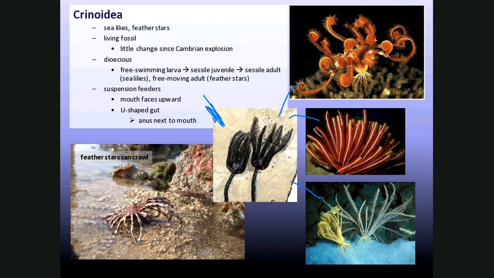Again, suspension feeders. So in this case, the mouth is going to face up, and the anus actually faces up. But luckily, they're not like the flatworms, or the cnidarians whose mouth and anus are the same thing. They have a U-shaped gut. So the mouth is on one side and the anus is on the other. So they might be right next to one another, but at least they're not in the same place. And it's not like the snail. Remember the snail, the anus dumped down over its head. That's what we call fouling. So, all right.